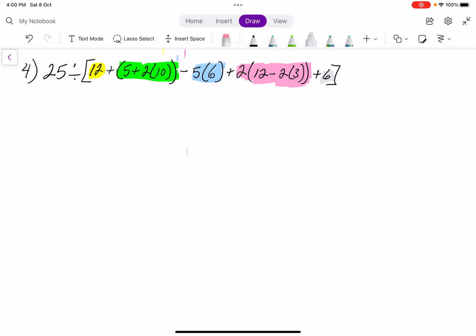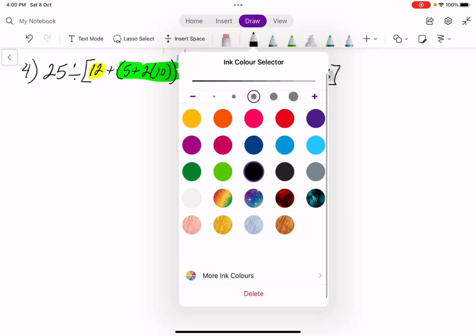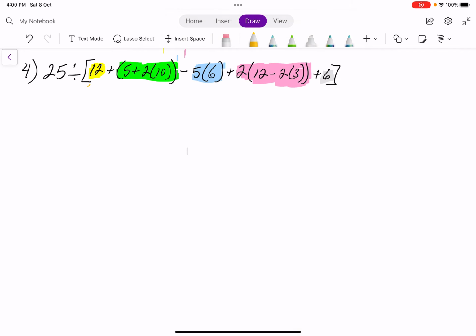So now I don't need to do anything with this 12. So I'm going to go ahead and just write this down and bring this down. So now we'll have a bracket of 12. And then I'm going to go through each part. So here we have a plus and a multiplying. So the multiplying needs to come first. So it's plus 5 plus, well, 2 times 10 is 20. So it's plus 25, where the green part of this is going to just reduce to 25.